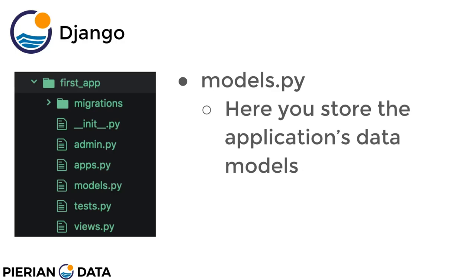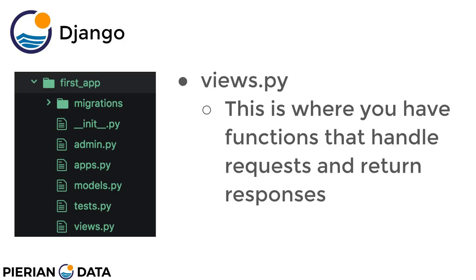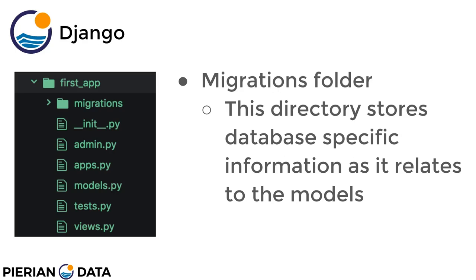Then we have the models.py, and this is going to be a place to store your application's data models. And that's where you're going to specify the entities and relationships between the data. And that will make a lot more sense when we actually begin to play with that file. Then we have the tests.py file, and this is where you can store a series of functions to test out your application's code. Then we have views.py, which is where you can store a series of functions that handle requests and return responses. Then finally, we have that migrations directory or migrations folder. And this directory stores database-specific information as it relates to the models.